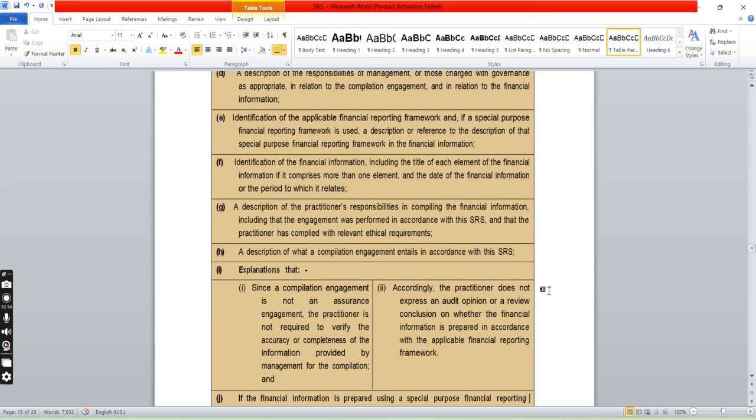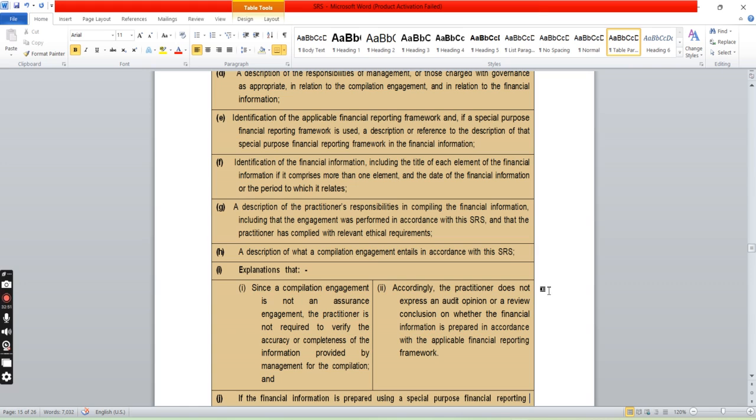A description of the practitioner's responsibility in compiling the financial information, including that the engagement was performed in accordance with the SRS and that the practitioner has complied with the relevant ethical requirements. A description of what a compilation engagement entails in accordance with this SRS.